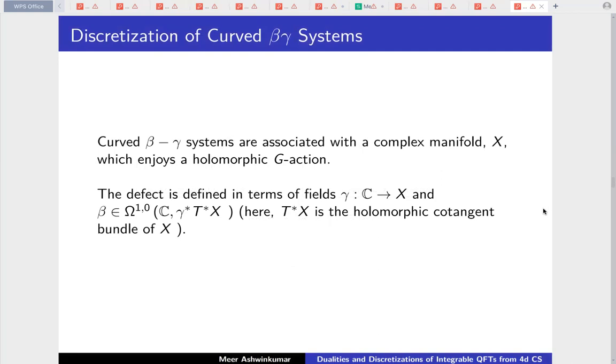And before moving forward, I will just mention that you can also discretize curved beta gamma systems. Curved beta gamma systems are basically beta gamma systems which describe maps from the surface sigma to some target space X, which is usually taken to be scalar. And the field beta is a (1,0)-form valued in the pullback of the holomorphic cotangent bundle of X. The point is, now from such surface defects, you can realize integrable field theories with target space X, which are basically any scalar target space.